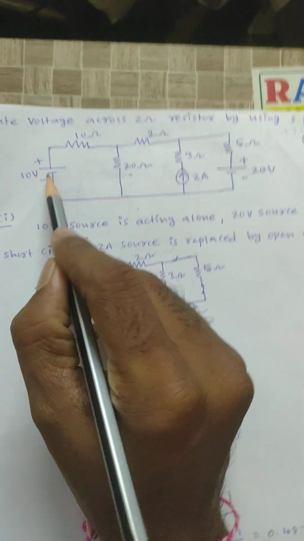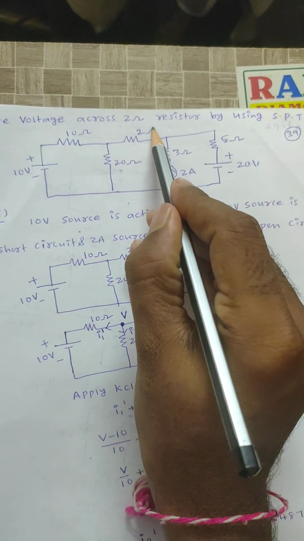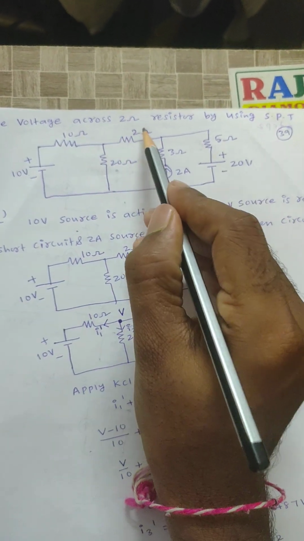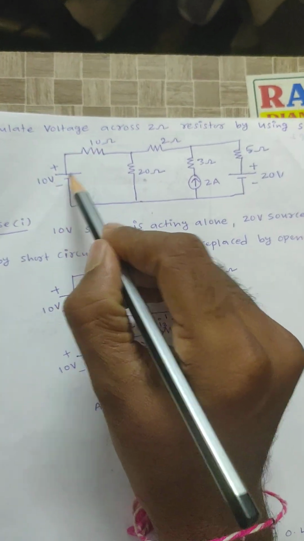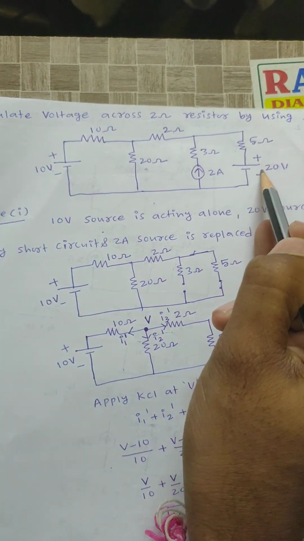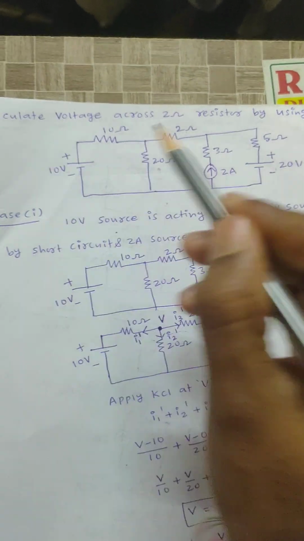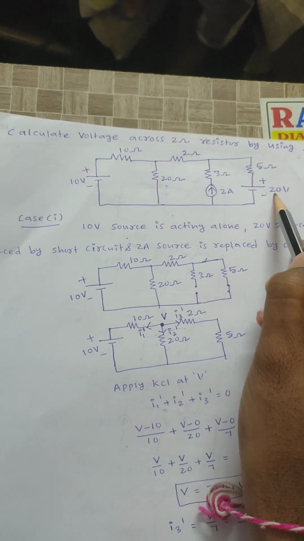Okay, see here, this is the given circuit. Here I need to calculate the voltage across the 2 ohm resistor by using the superposition theorem. Observe the circuit. This circuit has three sources, right? A 10 volt source, a 2 ampere source and a 20 volt source. That means three cases are possible here.